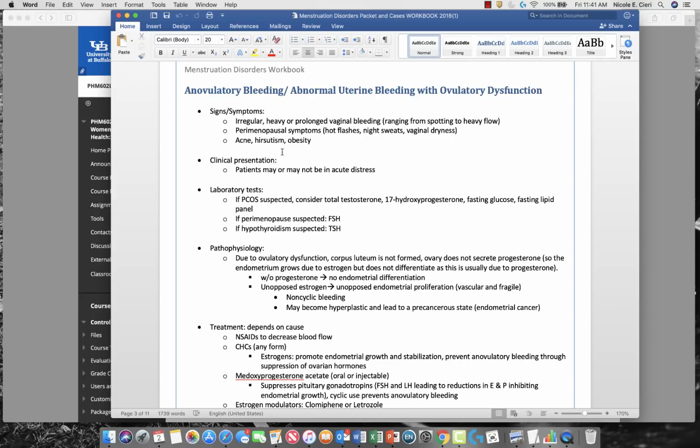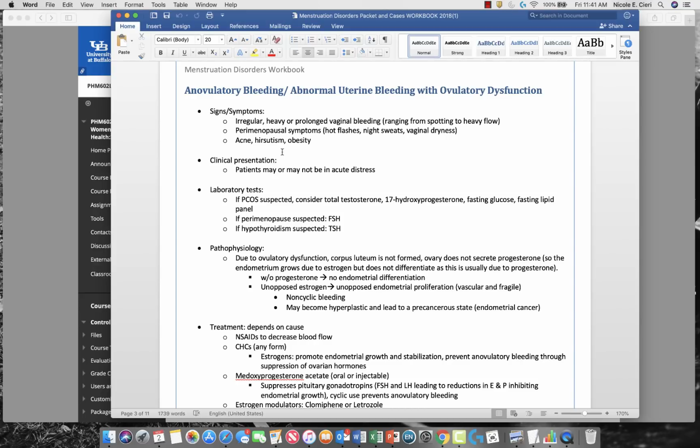So the pathophysiology for anovulatory bleeding is kind of important when it comes to thinking about the medications. Due to ovulatory dysfunction, the corpus luteum is not formed in the second half of the cycle. Then the ovary does not secrete progesterone, so the endometrium grows due to estrogen but doesn't differentiate due to that progesterone production. So without the progesterone, there's no endometrial differentiation and you have unopposed estrogen. So it grows and becomes more vascular and fragile and is very prone to bleeding, at times when it normally wouldn't.